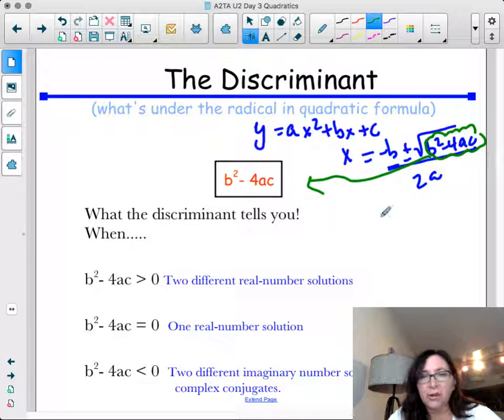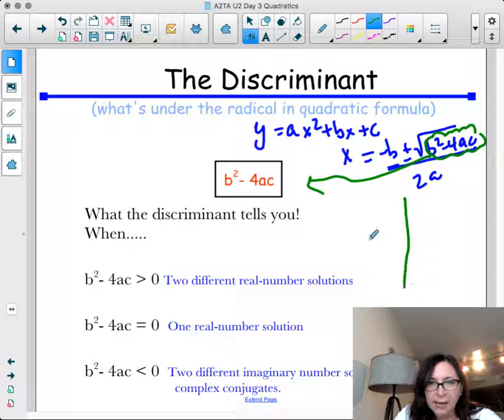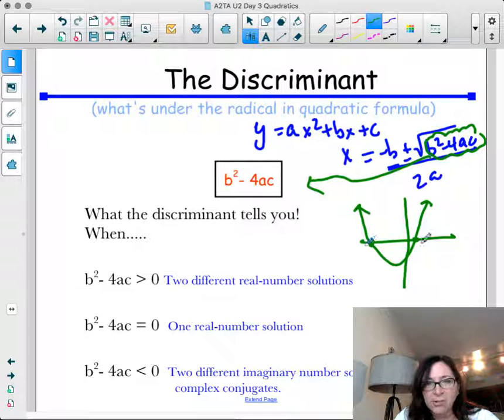And what that tells you is whether or not your graph is going to cross the x-axis and you have real solutions or not. So basically, we're talking about quadratics, so all of these are parabolas. You can have a graph crossing your x-axis twice, one right here, one right here. That right there gives me two real solutions. That's this right here.